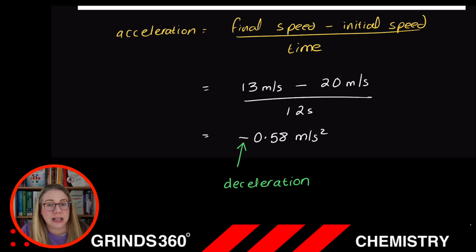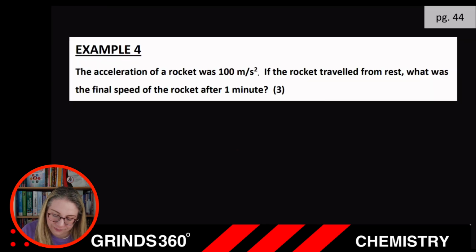So don't second guess yourself. If you spend ages working out the acceleration here and you get a negative number, just leave it alone. And see, was there information in the question that's telling you that it is slowing down? And if it did, you're absolutely fine.